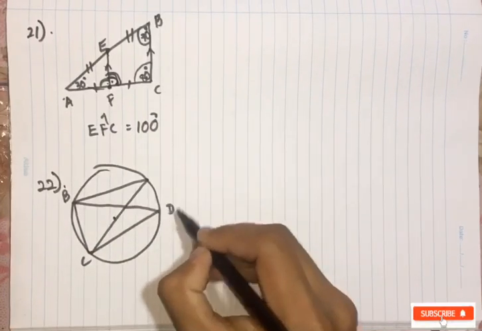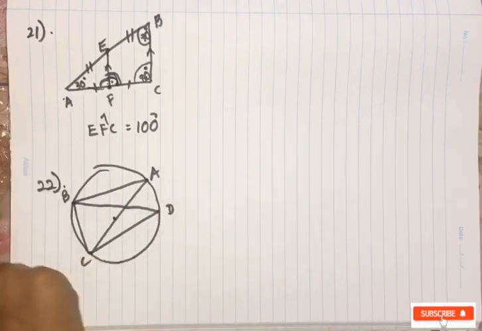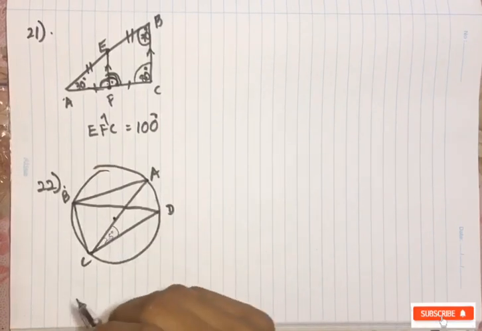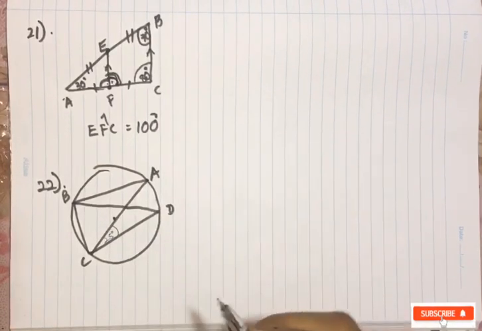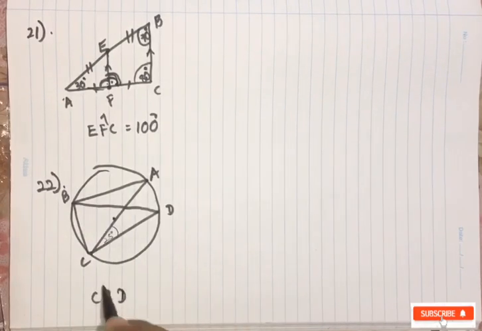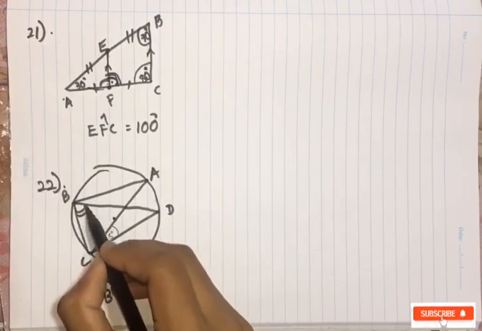Okay, this is D and A. Also, this is equal to 25. Let me mark here, this is equal to 25. That is the data given. You have to find out CBD. This angle you have to find out.